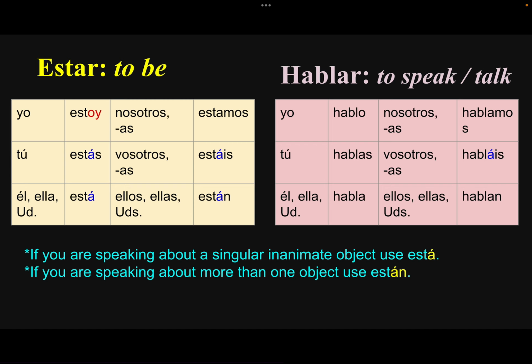If you're talking about objects, if you're talking about one object, like one thing, you would say está. Like if I'm talking about the phone is on the desk, then it would be está because it's one phone. If I want to say the phones are on the desk, then I would say están. This is just for clarification, because when I say yo estoy, and tú estás, and nosotros estamos, we're talking about people. When it comes to things, one está, more than one están.